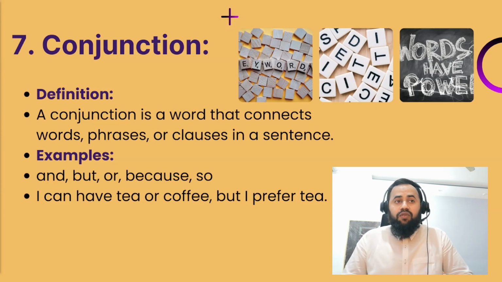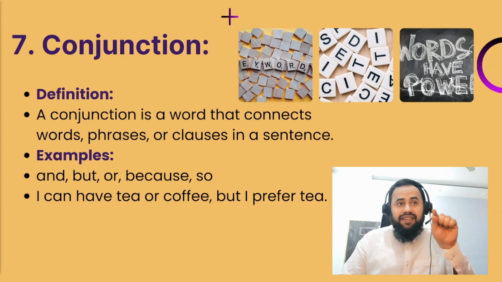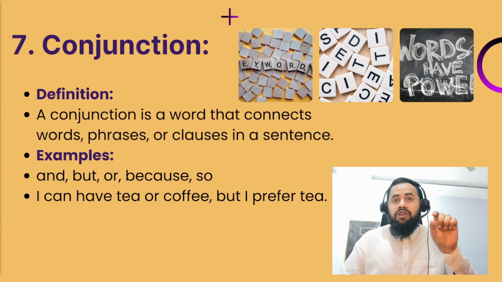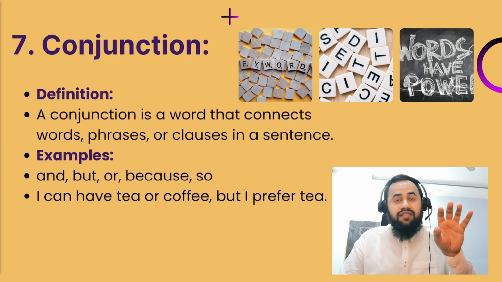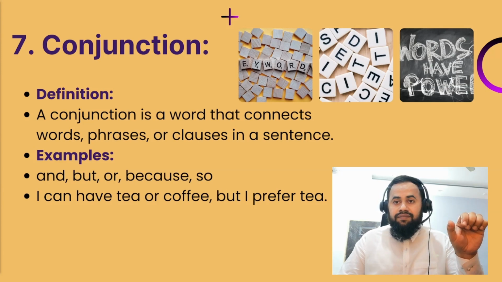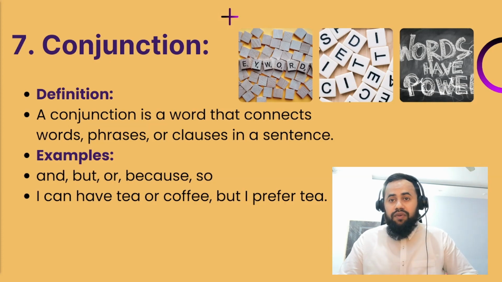We have an example over here. I can have a tea. I can have tea or coffee. So this "or" is connecting the previous word to the next one, like tea to coffee. I can have tea or coffee, but I prefer tea. I am going to prefer the tea. And the words "but" and "or", these two are conjunctions over here.